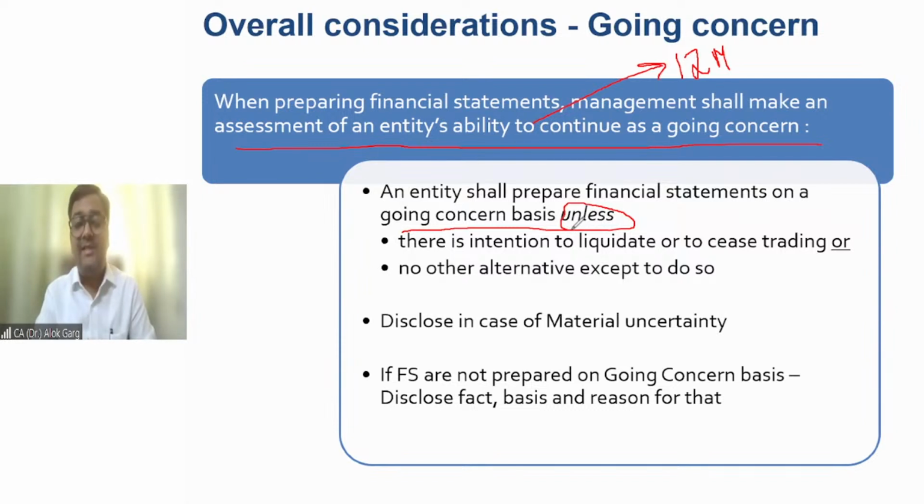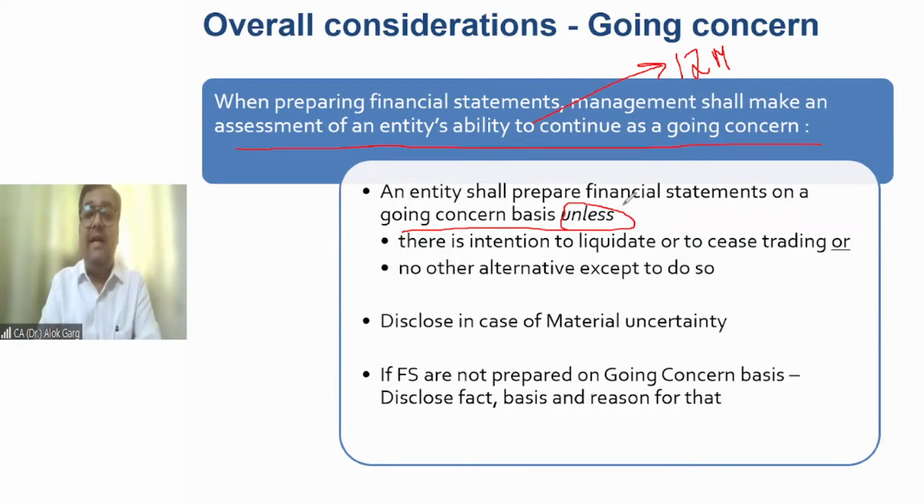Am I right? That, sir, I'll not come to office tomorrow. Why? Because there is a marriage of my brother, right? And I have to attend that marriage of my cousin. Okay? So if you are following going concern, no disclosure is required. But if you are not following going concern, then disclosures are required.